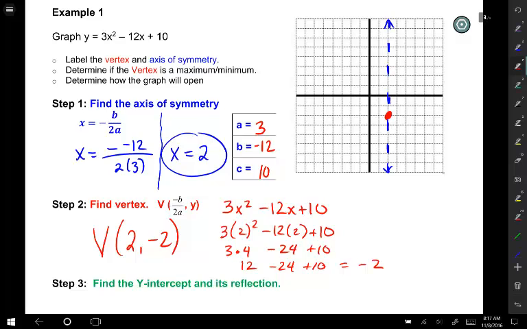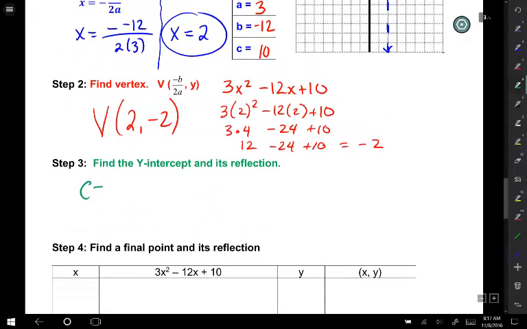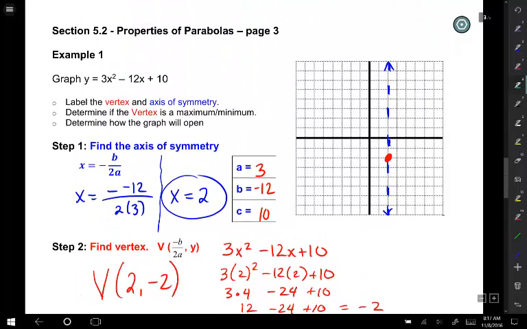So what is my y-intercept? What is the C value? 10. So instantly we have my y-intercept. C equals 10. The y-intercept is 0, c. So my y-intercept is 0, 10. So we are almost off the graph, if not. 1, 2, 3, 4, 5, 6, 7, 8, 9, 10. So you're going to have to estimate there. But you're putting a dot way up the graph.